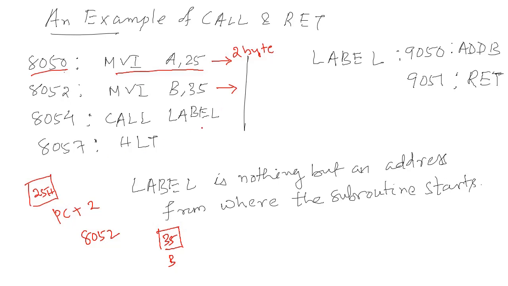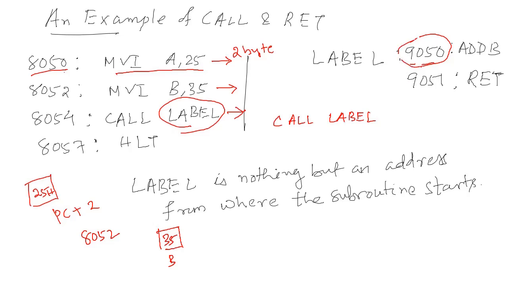In the third line we are executing a call instruction, and after that we put a label for the subroutine. Call label. Label is nothing but an address from where the subroutine actually starts. Here the label or the subroutine starts from the location 9050.